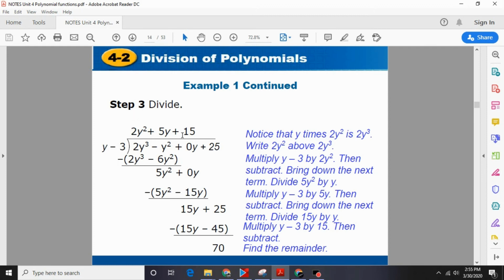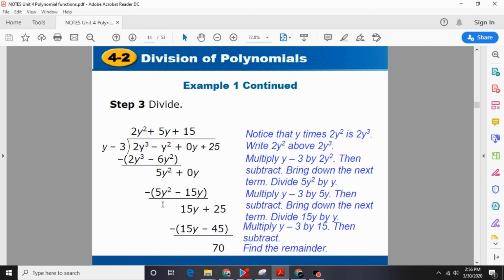So y times what value is 5y squared. That's 5y. Distribute that across y minus 3. You get 5y squared minus 15y. Subtract this entire thing. So the positive here becomes minus, which will cancel out, become 0. Then negative 15y becomes plus, and when you add it to 0y, you get 15y.